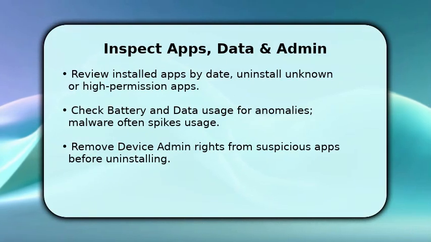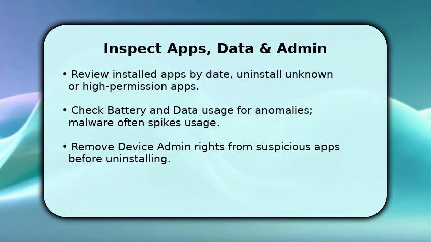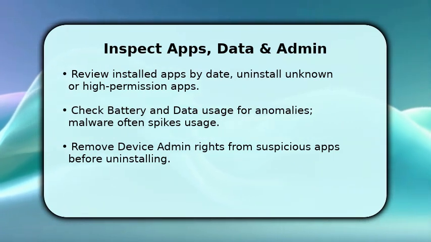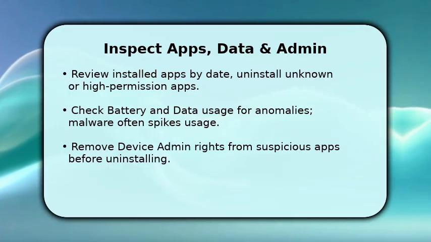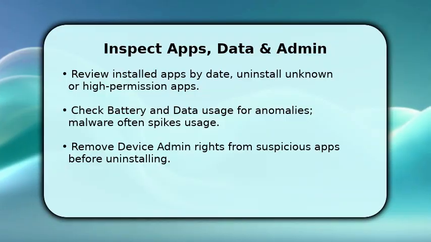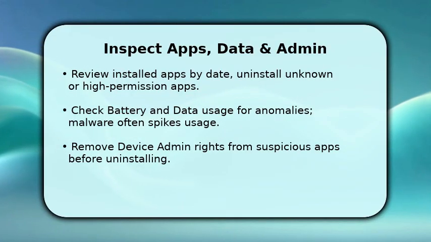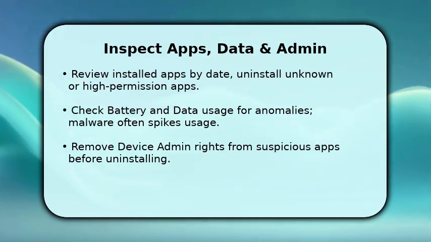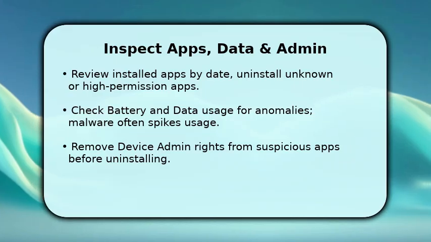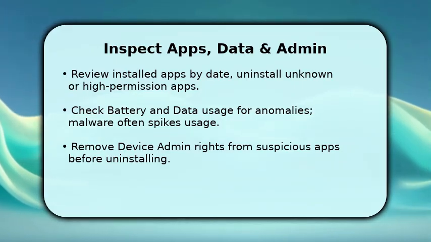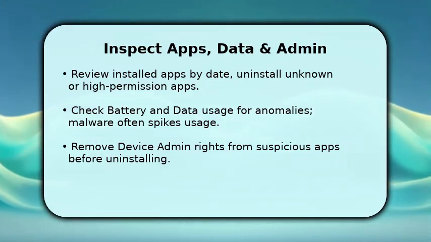Next, you dig deeper into what's running and consuming resources. Open Settings, sort apps by install date and check permissions. Uninstall any app you don't recognize or that requests SMS, phone, or admin access. Then check battery and mobile data charts for sudden spikes. Those usually indicate background activity from malware. If an app has device administrator enabled, revoke that permission first, otherwise you can't remove it. Finally, run a reputable mobile antivirus scanner to catch anything hiding in system folders.